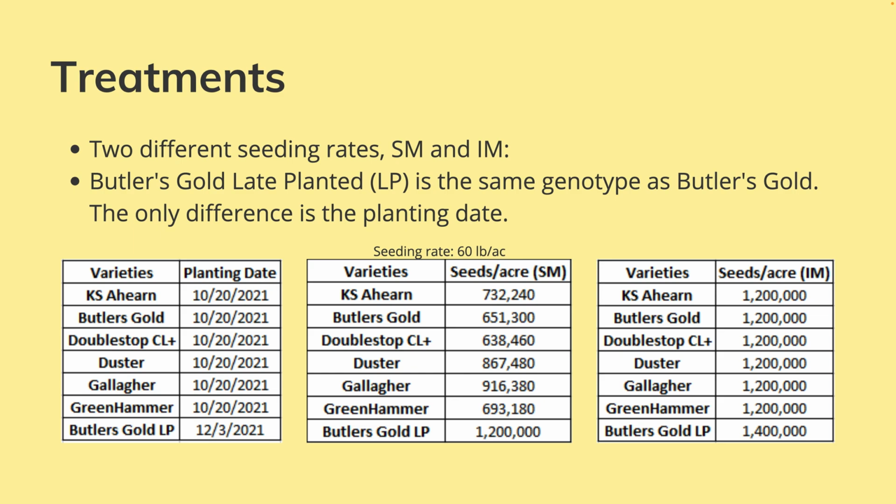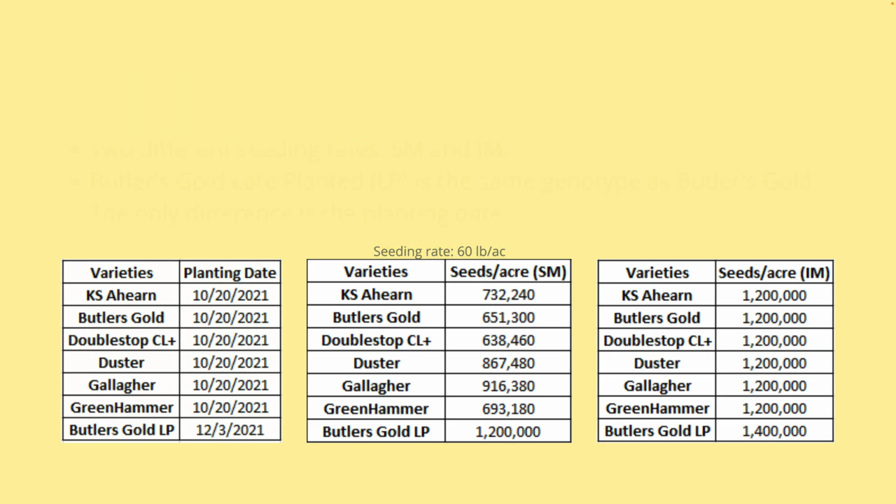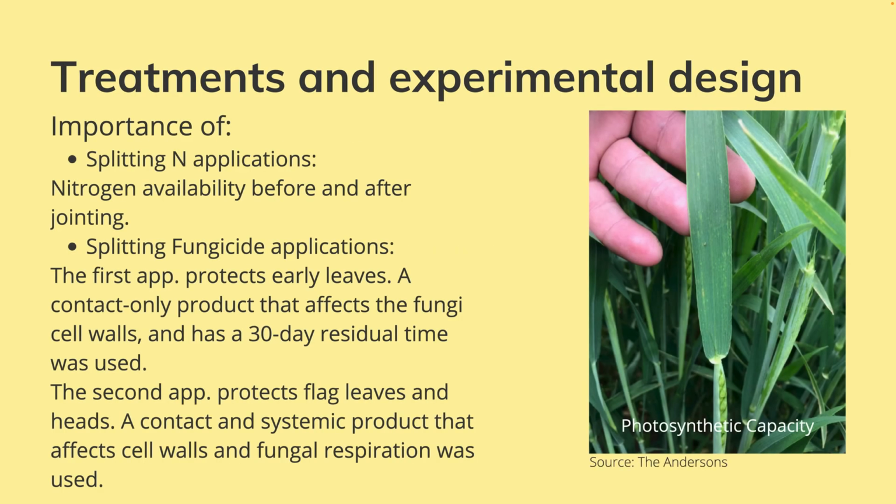All right. And then for intensive management, all varieties except for Butler's Gold Late Planted had 1.2 million seeds per acre. Then Butler's Gold Late Planted had 1.4 million seeds per acre. Moving on. Then, still during treatments and experimental design, the importance of splitting nitrogen application. So you will ensure that you have nitrogen available before and after jointing.